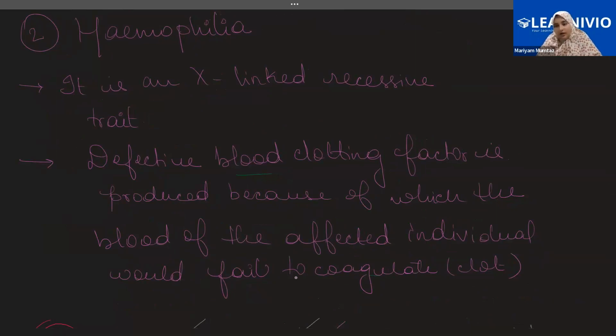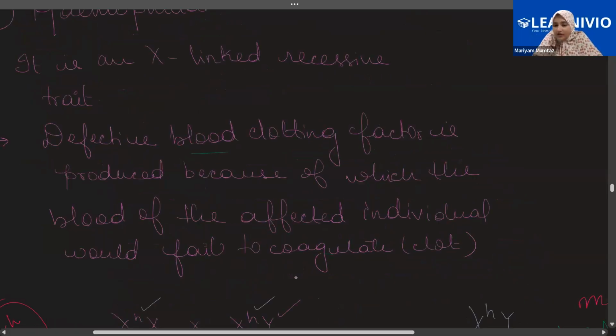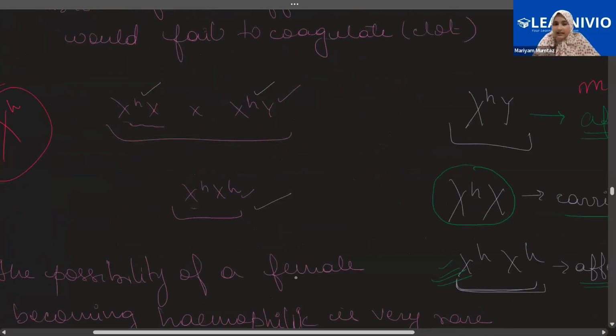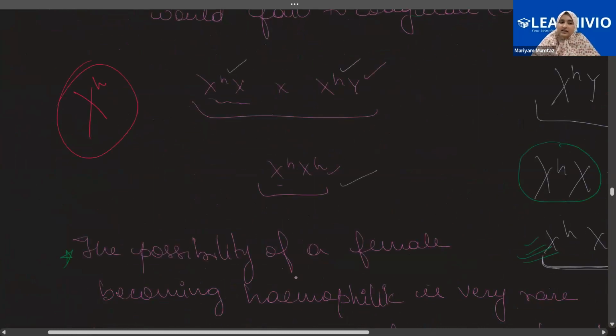Now in our body, blood clotting happens whenever we get injured, but in the people that have hemophilia disorder, the blood clotting factor in their body is faulty. Faulty means not good, defective. Because of which the blood of the affected individual would fail to coagulate. So if this person ever gets a cut or undergoes any accident, they'll die from bleeding out. Okay. So basically here the gene is XH, H for hemophilia.